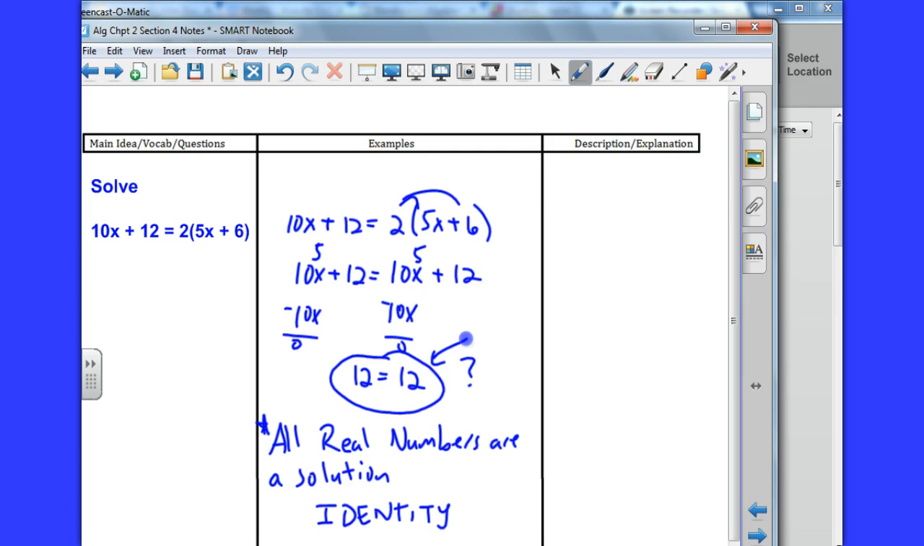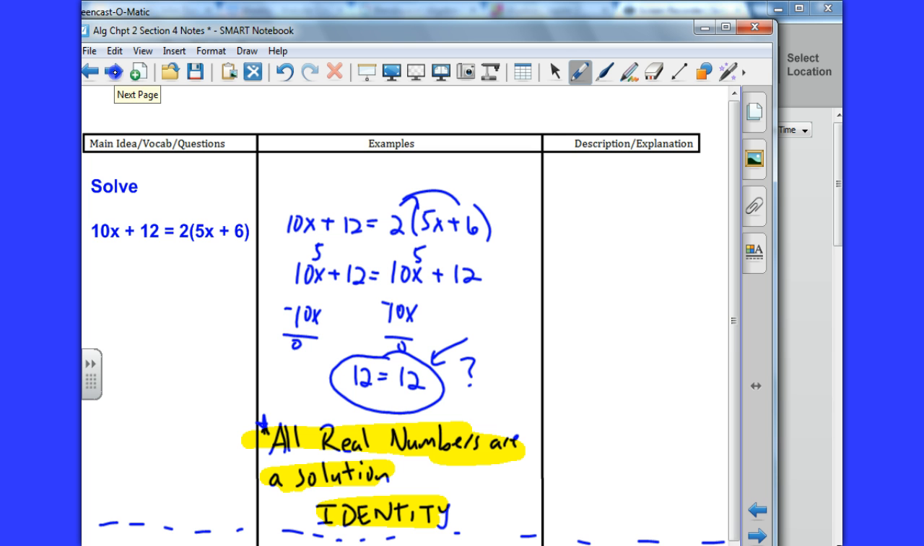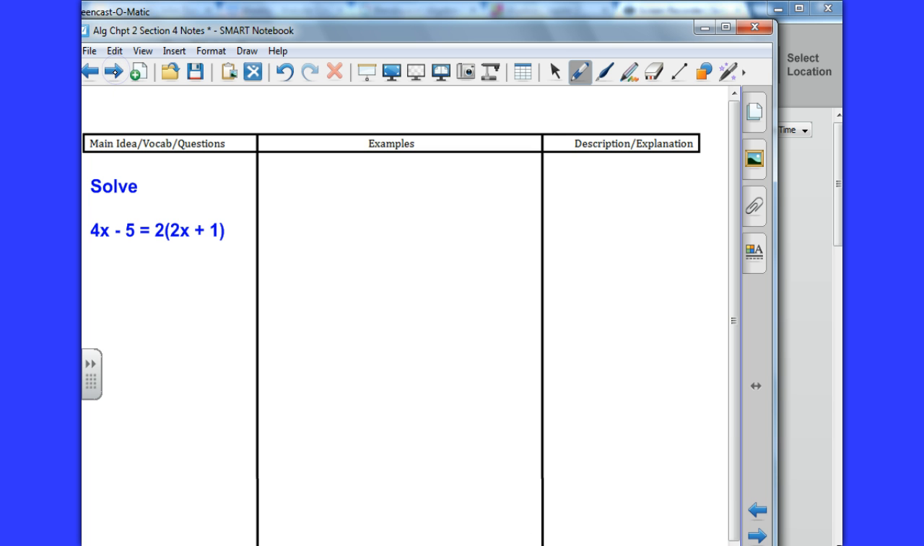Okay, and that you will need to know, and you'll need to be able to recognize that, and you will need to tell me that's an identity there. So highlight that word, please, and make a note that an identity is when all real numbers are a solution. That's what it means. Any number could work in there. Okay, and let's look at one more problem and we will be done. We're going to get this done in only 2 videos, and that's good news.